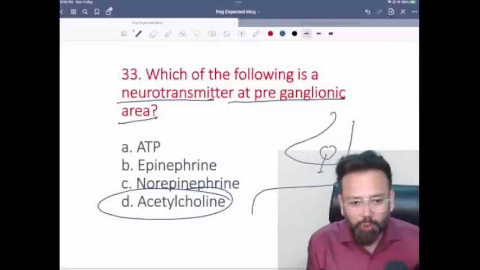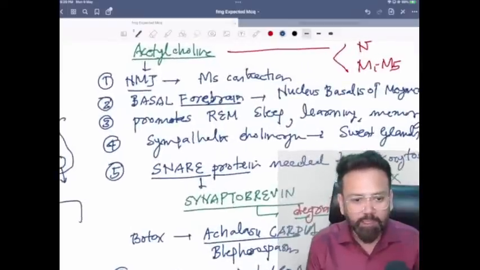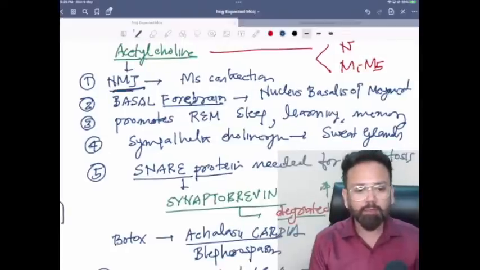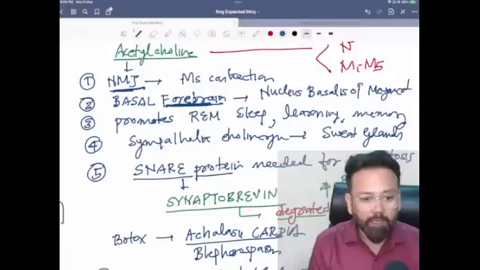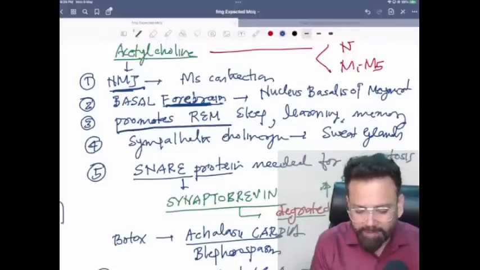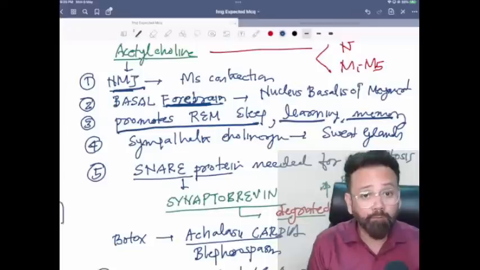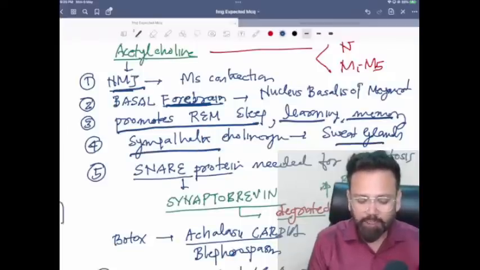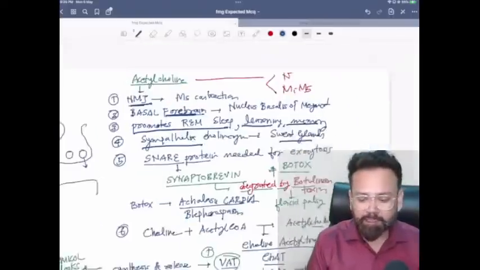Okay, what are the questions that are asked regarding acetylcholine? Number one, neuromuscular junction causes muscle contraction. Number two, basal forebrain. If it degenerates, it causes Alzheimer. Number three, it promotes REM sleep and learning and memory. Number four, cholinergic sympathetic is the sweat gland. These are the four questions that can be asked regarding acetylcholine.